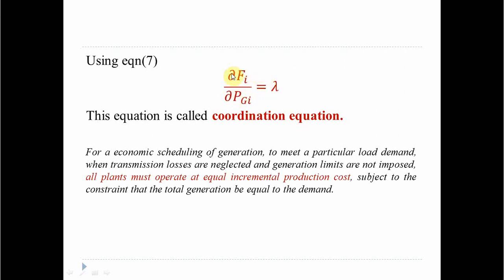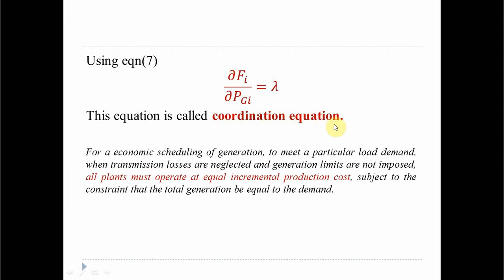So for each unit, if I take the first unit, ∂F1/∂PG1 will be equal to lambda. Similarly, this is equal to ∂F2/∂PG2, which is equal to ∂F3/∂PG3, and so on till ∂Fn/∂PGn. So you can see that for each unit, this incremental production cost has to remain the same, or every unit must operate at equal incremental production cost. Now this equation we call the coordination equation.